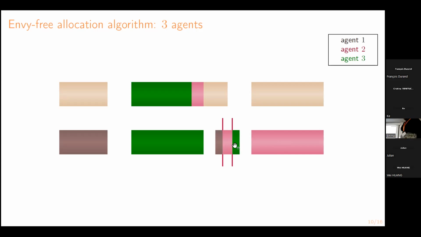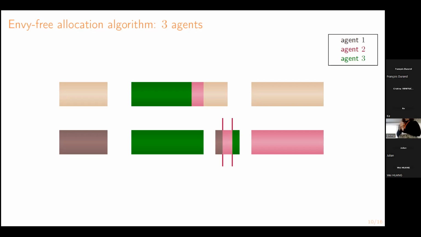Yeah, for 2 and 3, the argument is that they are not envious here and here, so they won't be envious at all. And for 1 is that this part is still bigger than this one, and that they cannot be envious of 2 because they chose before. Okay. Is it clear for everyone that no one envies anyone?